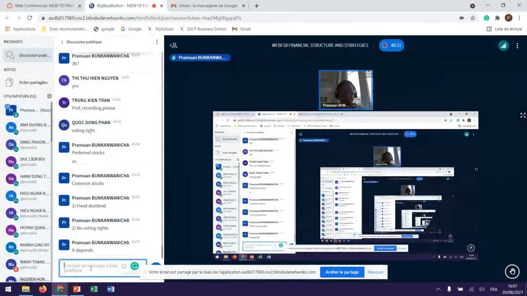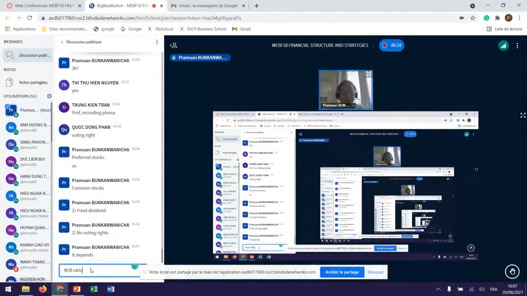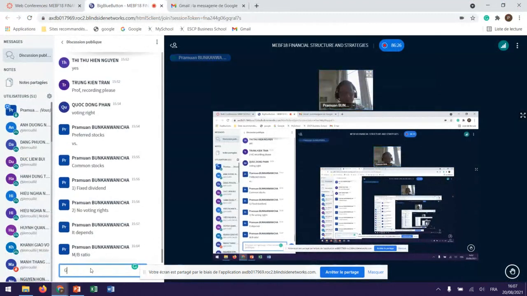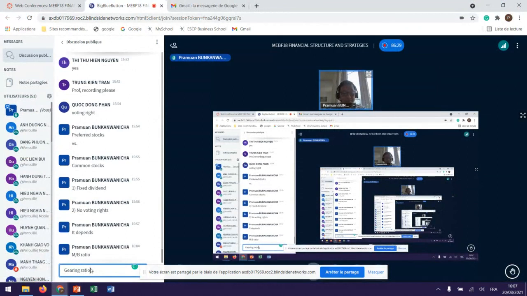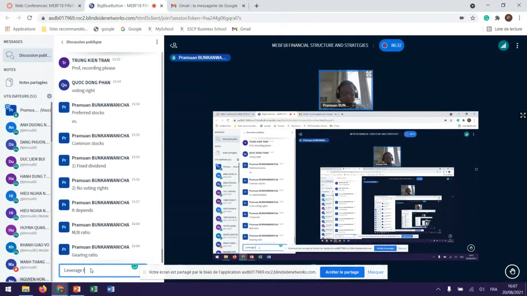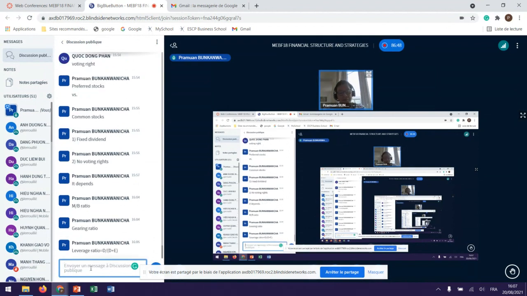Do you know the market to book ratio? Do you know the gearing ratio? Do you know the leverage ratio? If I take debt over D plus E, I can measure leverage in different ways. Let's assume that I measure it by debt over capital, D plus E. What is the market to book ratio in this company? Do you know what the market to book is?